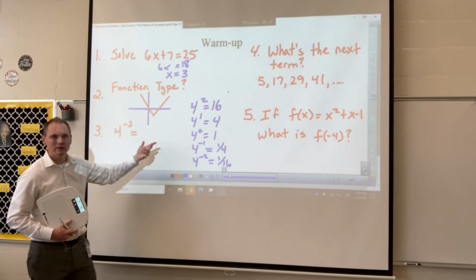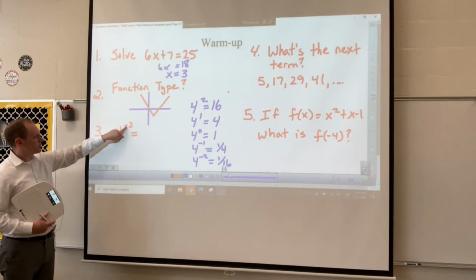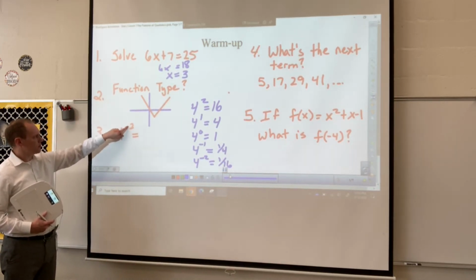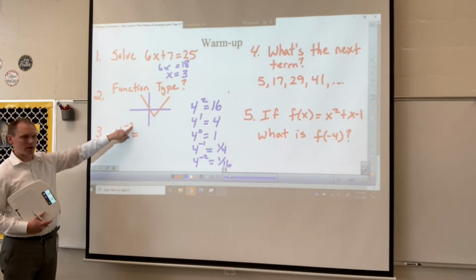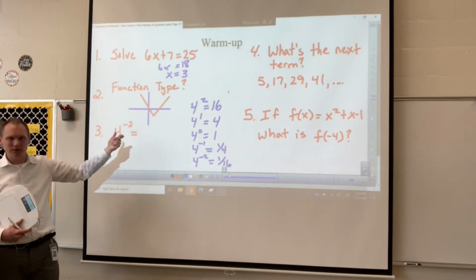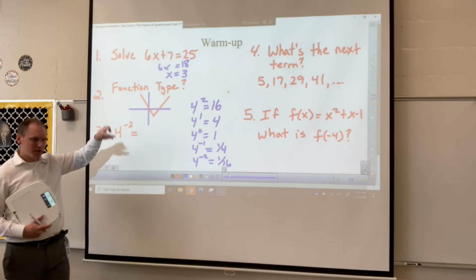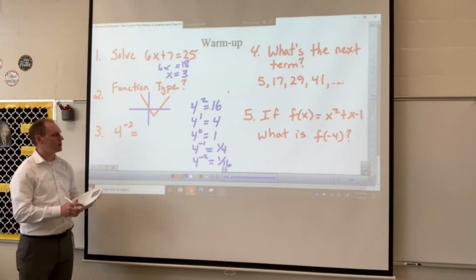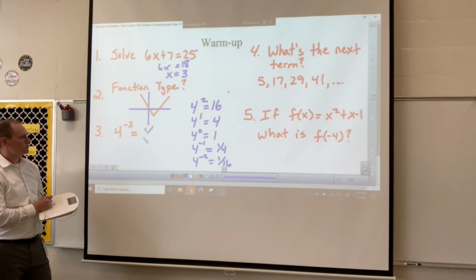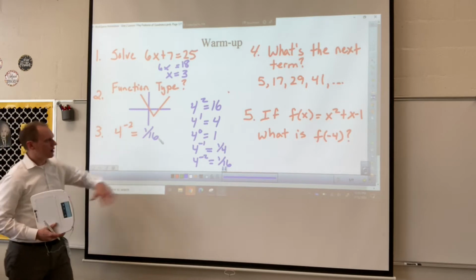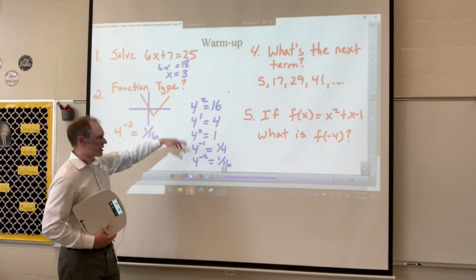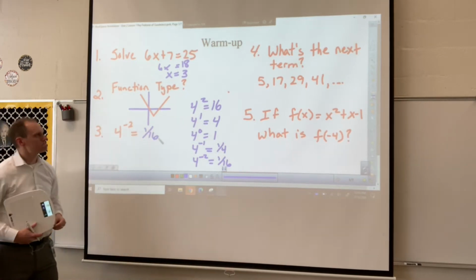The other way you can think about this is it's the reciprocal, so the negative part is the reciprocal of 4 to the positive 2 power. 4 to the positive 2 is 16. The negative is the reciprocal of that, so 1/16, and you can get the same answer that way. So either way you want to think about it is fine, but I always like to go back to this pattern just to kind of remember why things are the way they are.